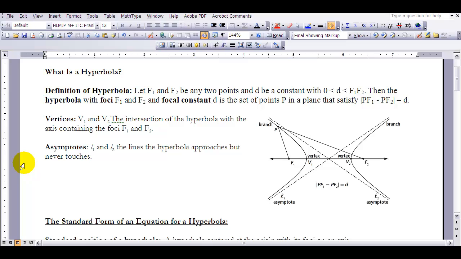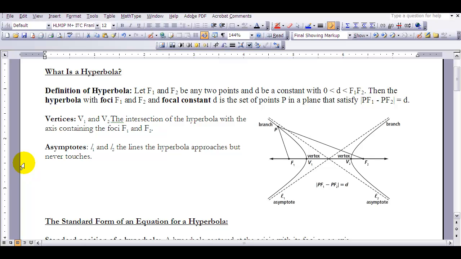Some parts of a hyperbola: it has vertices. The vertices are v1 and v2 on the drawing here. It's where the hyperbola will intersect the x-axis, and that axis would be the axis that has the foci points f1 and f2. The asymptotes of the hyperbola are L1 and L2, these lines here. Remember that the asymptotes are the lines that a hyperbola approaches but never touches. So the hyperbola will continue to get closer and closer to those lines, but it will never touch those lines.